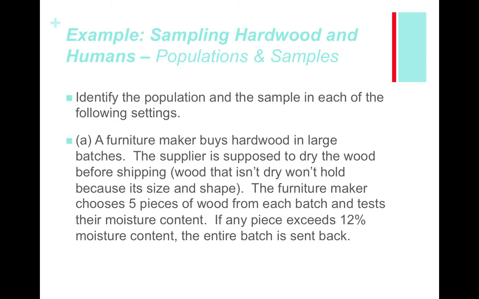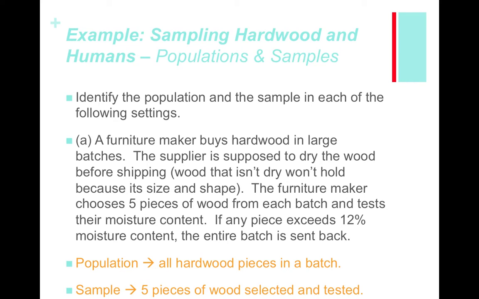Okay, let's take a look at a quick example. We're going to identify the population and the sample being used in each setting. A furniture maker buys hardwood in large batches. The supplier is supposed to dry the wood before shipping. The furniture maker chooses 5 pieces of wood from each batch and tests their moisture content. If any piece exceeds 12%, the entire batch is sent back. So the population is all the wood pieces in the batch, where the sample is the 5 pieces of wood that they selected and tested.